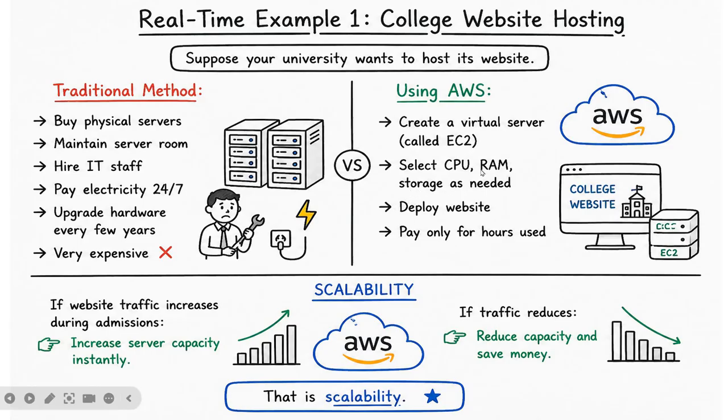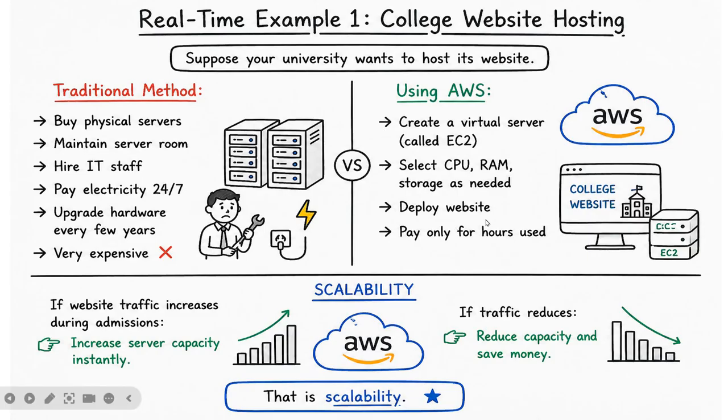Then second is selecting the CPU, RAM, and storage as needed, where AWS allows customization according to the requirements, and the university can choose the processor power, that is the CPU, the memory, that is RAM, and the storage size. For example, a small college website requires low CPU and moderate RAM. During admissions, you can increase the server capacity temporarily. The benefit is flexible resource allocation.